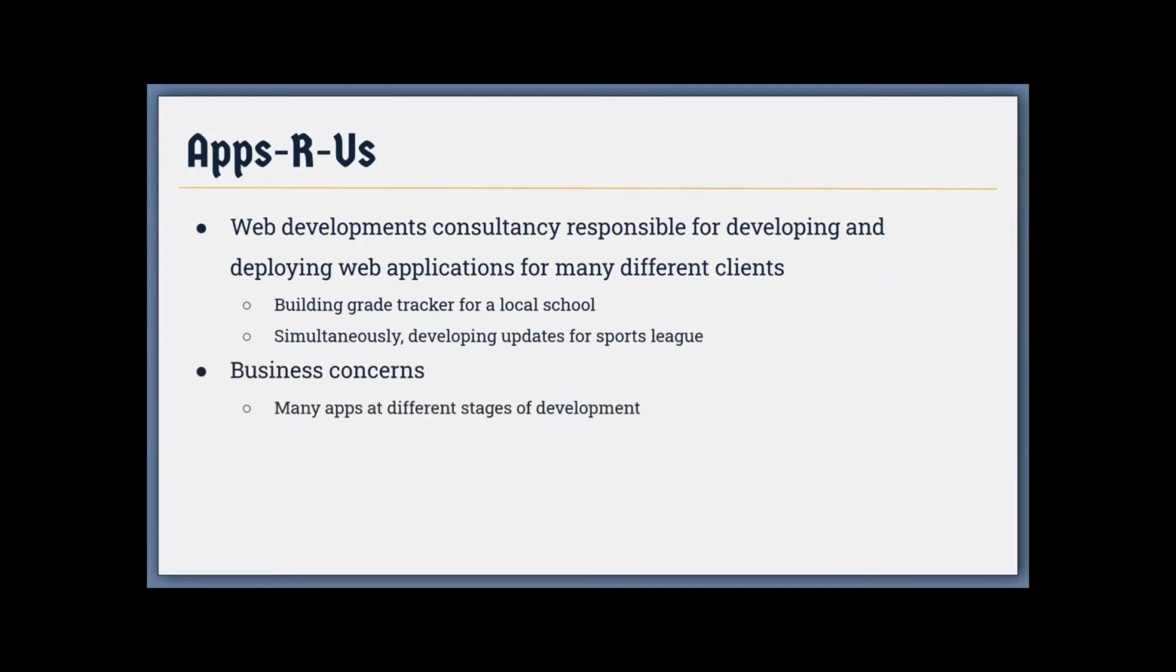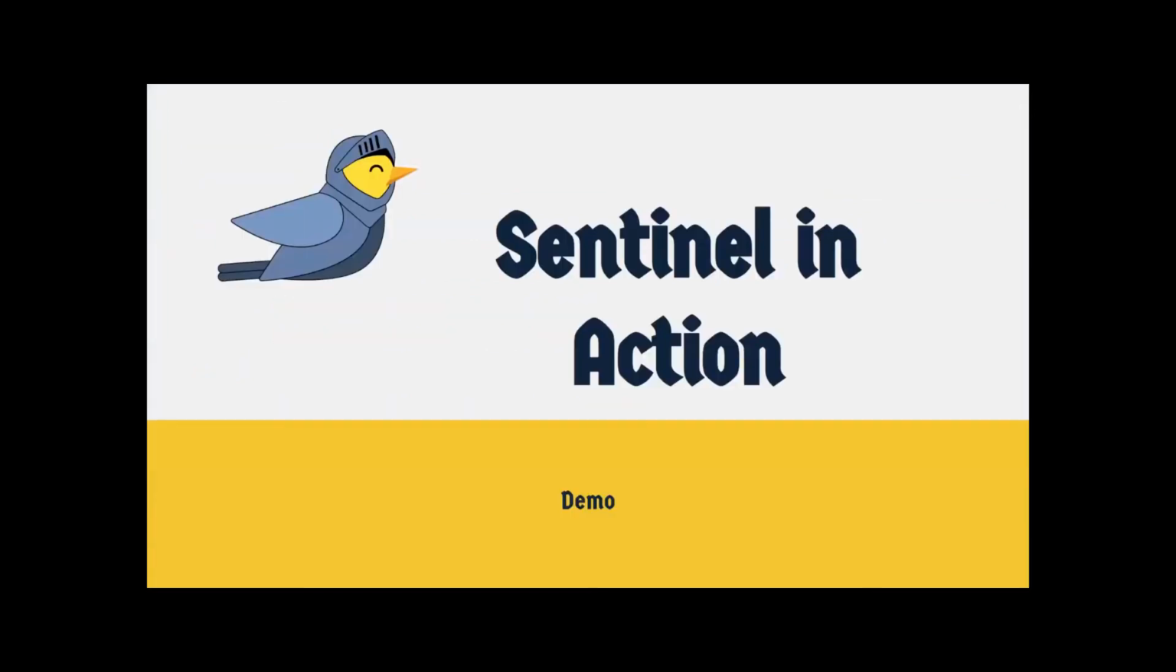As you can see, Apps R Us is responsible for many applications at different stages of development, and they're in need of some platform as a service that can manage the infrastructure when deploying applications, as well as updating existing ones. This will allow the development team to focus on what matters most, developing the applications. Now, Apps R Us faces a very common problem and illustrates our motivation behind why we built Sentinel. So let's now take a look at how easy it is for Apps R Us to deploy applications and make Canary deployments with Sentinel.